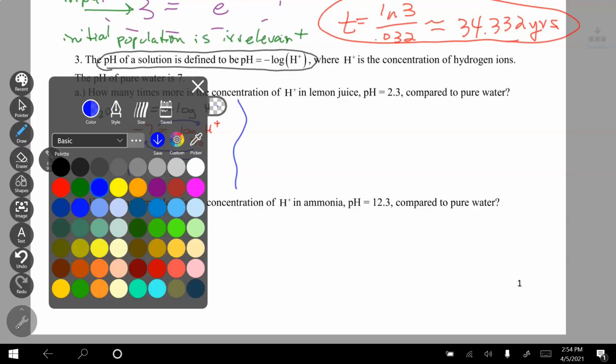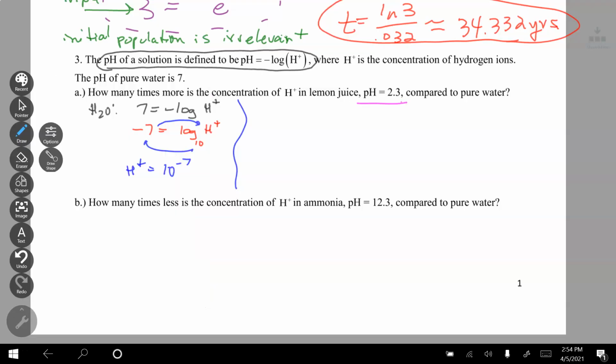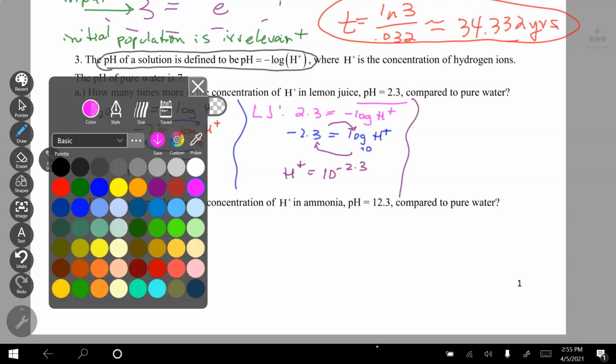Okay. Lemon juice has a pH of 2.3. So for lemon juice, I have 2.3 is equal to negative log of my hydrogen. Again, I can make it negative. This is base 10. I can curl it. So for lemon juice, my hydrogen concentration is 10 to the negative 2.3. Okay, so not as many. Or it's actually more. So the idea is that I want to figure out how they compare to each other. So I want to set up a ratio.